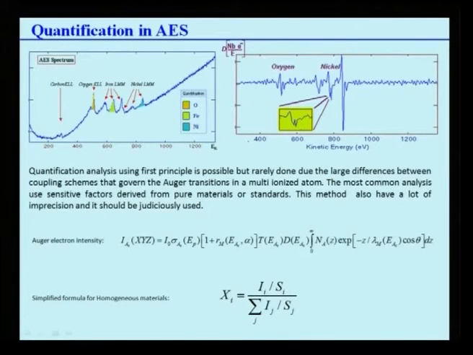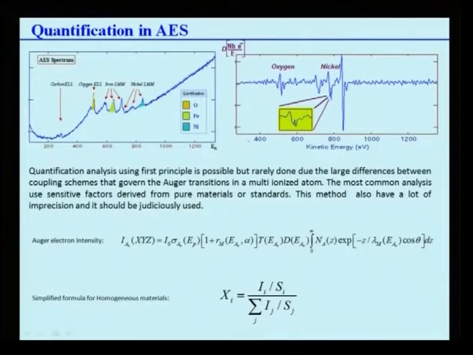The next thing which I would like to discuss is the quantification in XAES. I think I have discussed a lot about quantification in XPS. Similarly, AES spectra can also be used to quantify different elements. So quantification analysis using first principles is possible, but normally not done due to large differences between coupling schemes that govern the AES transitions in a multi-ionized atom. What this means is that if there is a multi-ionized atom, then there will be large differences between the couplings of different transitions, and this makes the quantification difficult.